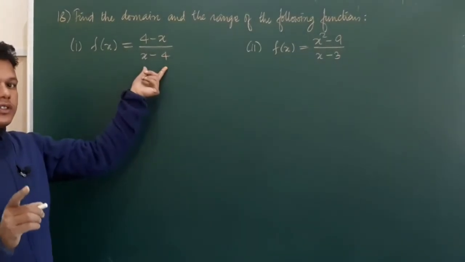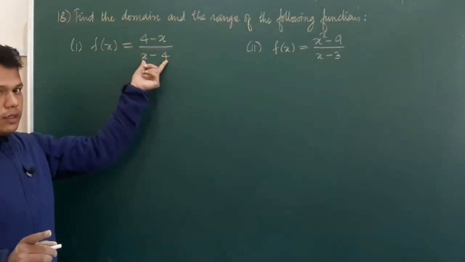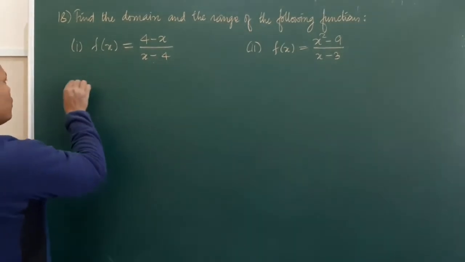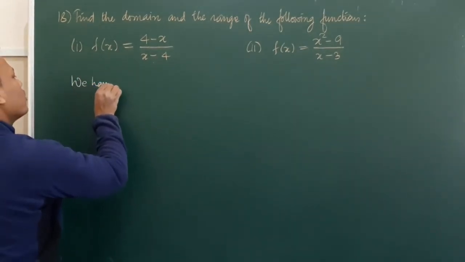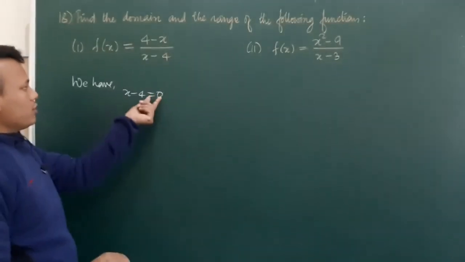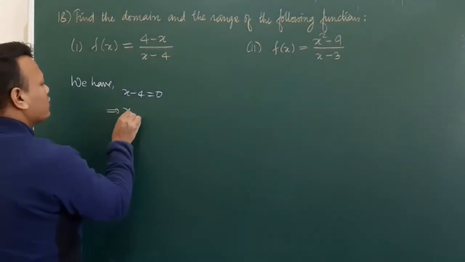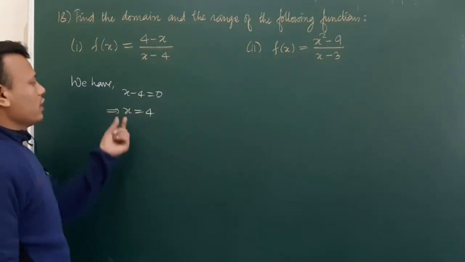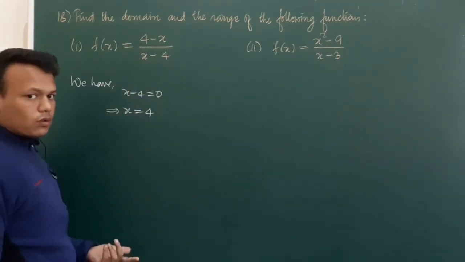For finding the domain, whenever you see a fraction, you always need to remember that the denominator should not be equal to 0, right? So we set x minus 4 equal to 0. That is, the denominator will be 0. From here, what is the value of x? x turns out to be 4. That means if x is 4, then my denominator is going to be 0, isn't it? So I need to make sure that x is not equal to 4. Therefore, the domain will be any real number other than 4.